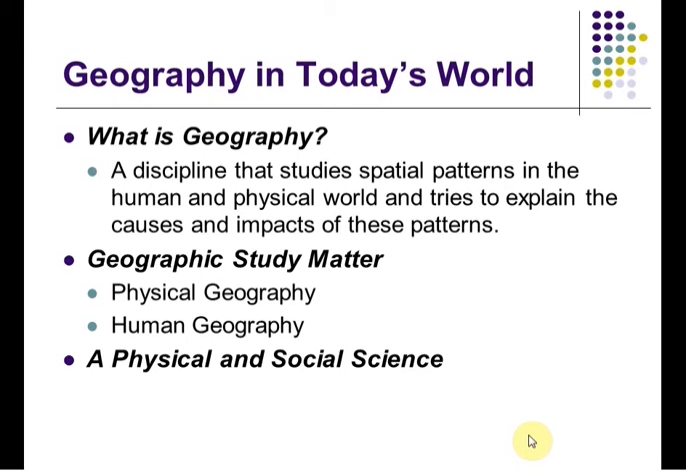The discipline itself really divides between two areas, physical and human geography. In human geography, typically people specialize in areas like economics, culture, society, history, other things that deal with human interaction. Physical geography, as it sounds, deals with the physical landscape.